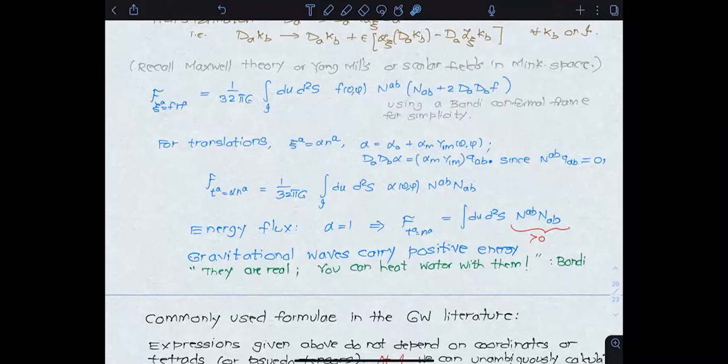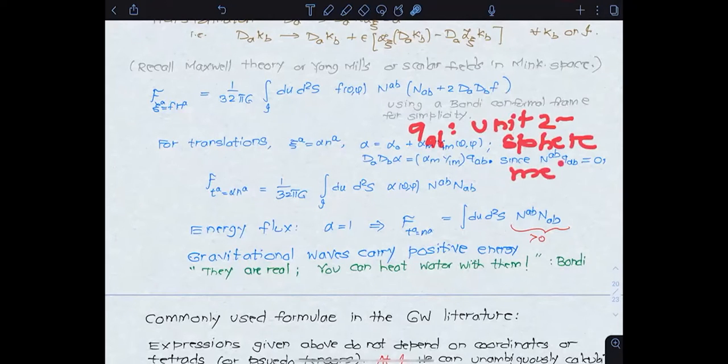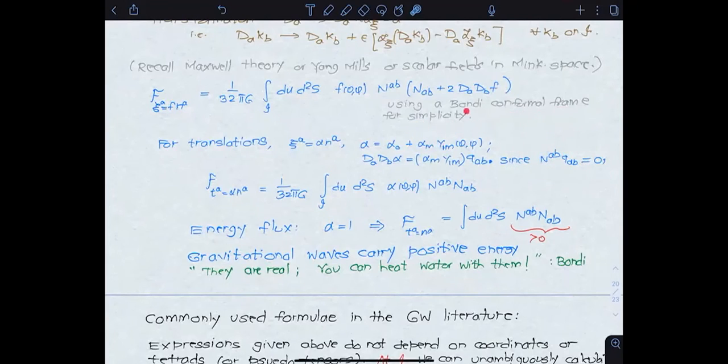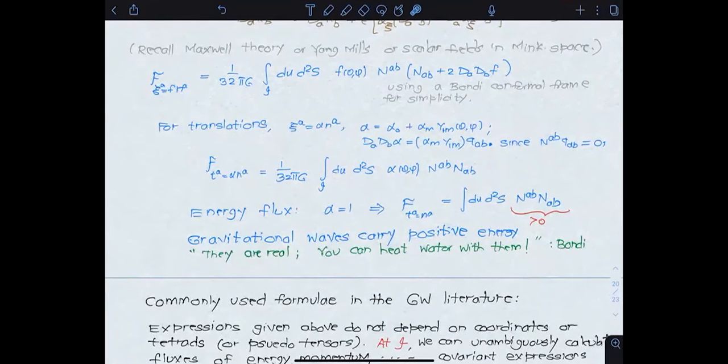And this is in a Bondi conformal frame, where the metric q_AB has constant scalar curvature equal to 2, or q_AB is a unit 2-sphere metric. So in such a Bondi conformal frame, for simplicity, and you can write down the general formula, it's just a little more complicated. So I just did this simplification. And furthermore, you can isolate translations. These are super translations. F is any function of theta and phi.